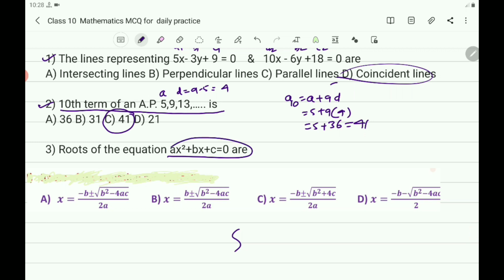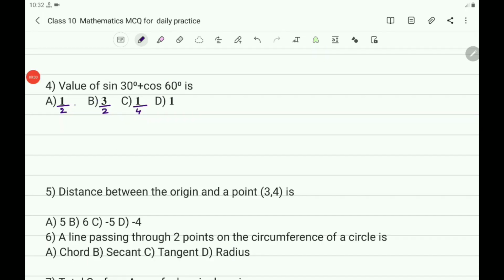Then roots of the equation ax square plus bx plus c equals 0 are. Here the first one is minus b plus or minus square root of b square minus 4ac by 2a. You know that this is the answer. Directly you can have. Here what is wrong? Minus b is not there. Here only plus is there. Here only minus is there. So it might be plus or minus. So what is the answer here? The option A is the answer.